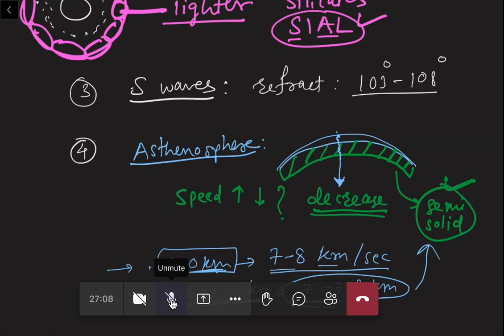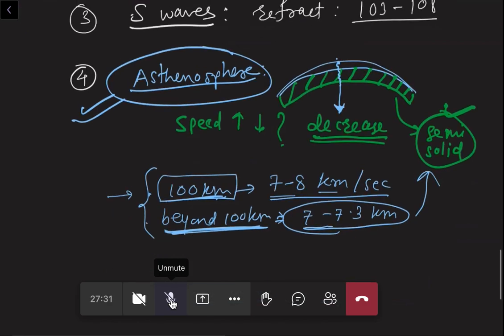So you concluded that in this area there must be some material which is not that dense, which may be semi-solid kind of. Okay, so this is how we understand that there is one layer called the asthenosphere. Nobody has gone inside beyond 100 kilometers, right? But how do we know it? It is known by this fact: the speed decreased suddenly.